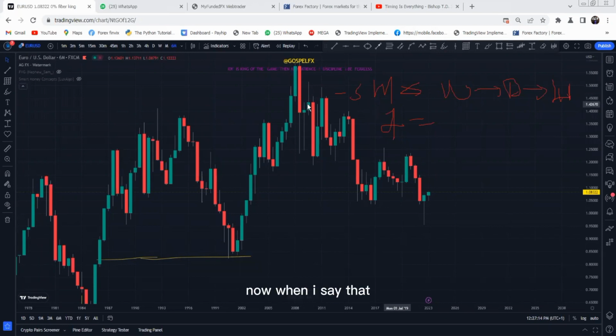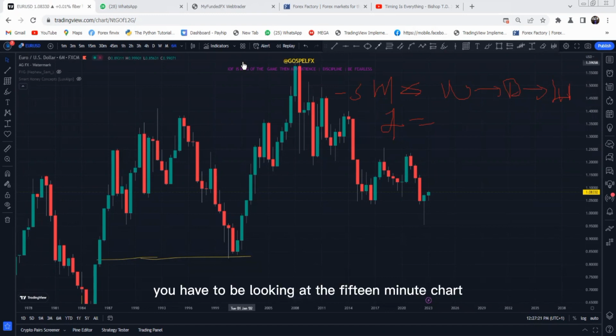Now, when I say that 15 minutes is greater than the 1 minute, which means that if you're a 1 minute trader, you have to be looking at the 15-minute chart, right? You have to look at the higher time frame, in this case 5 minutes, the 15-minute and 1 hour, to know what that time frame is doing, all right, before you can engage in that time frame. So your institutional order flow is determined on a higher time frame.